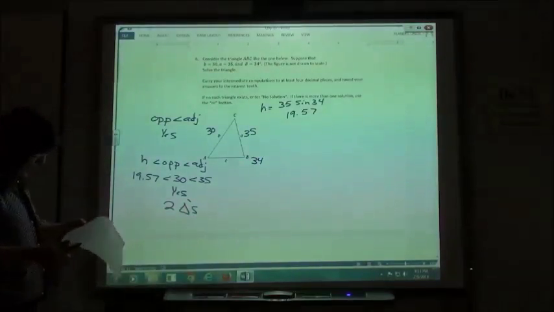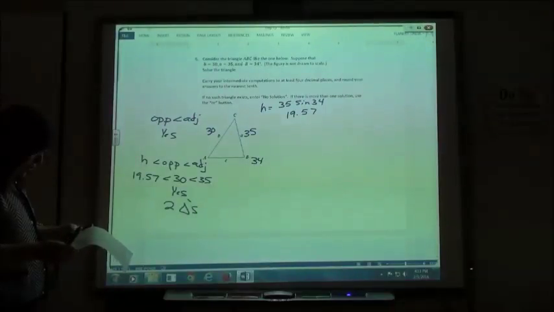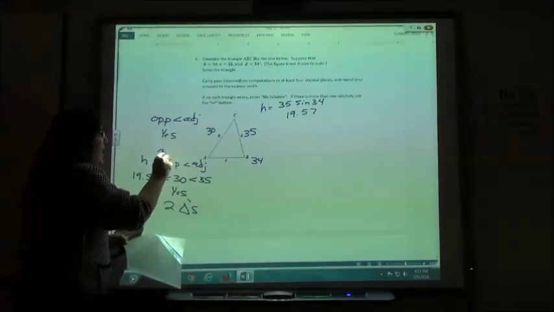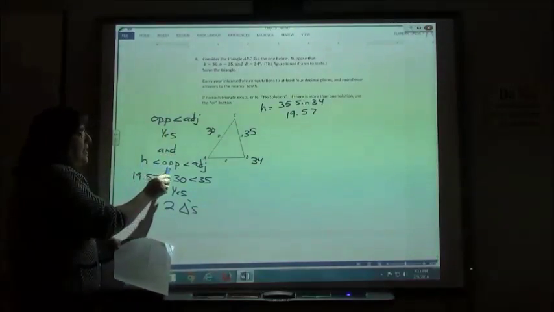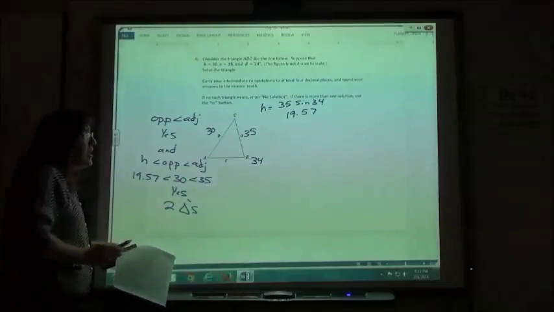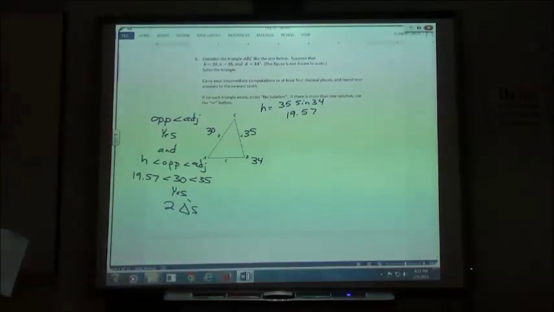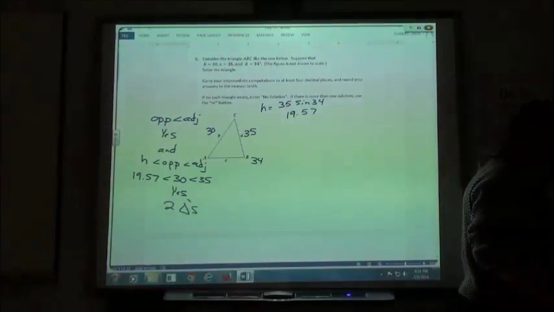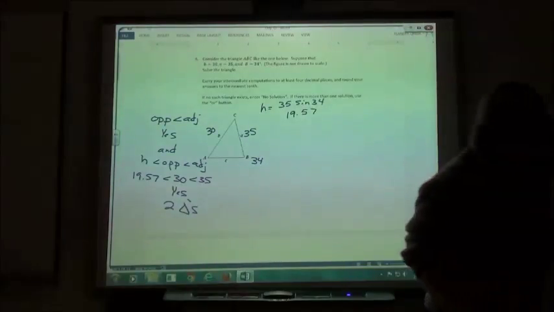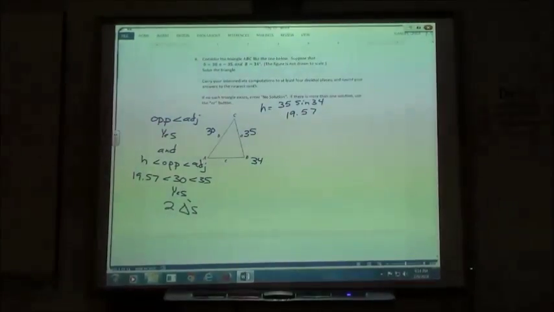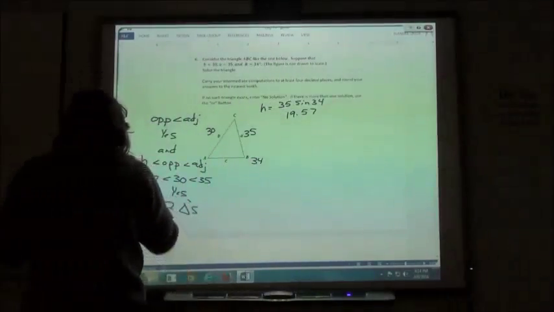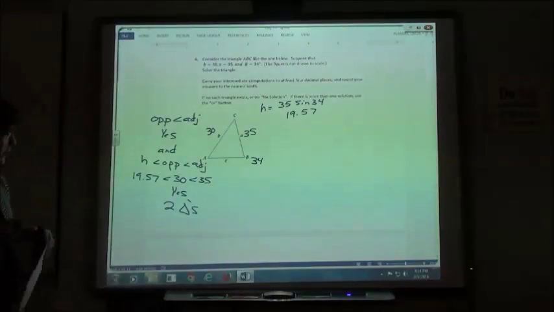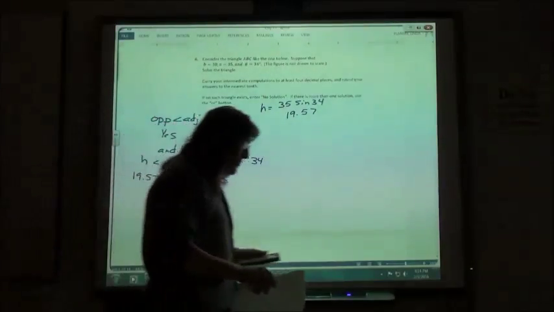So fix your notes because I think I wrote that down wrong, at least on my paper. I should have said, is the opposite side less than the adjacent side? And H is less than the opposite, which is less than the adjacent. Then you get 2 triangles. So go back, fix that in your notes. All right, so in this case, H is less than the opposite, which is less than the adjacent. I'm going to end up with 2 sets of answers. Hopefully I left myself enough room to write.